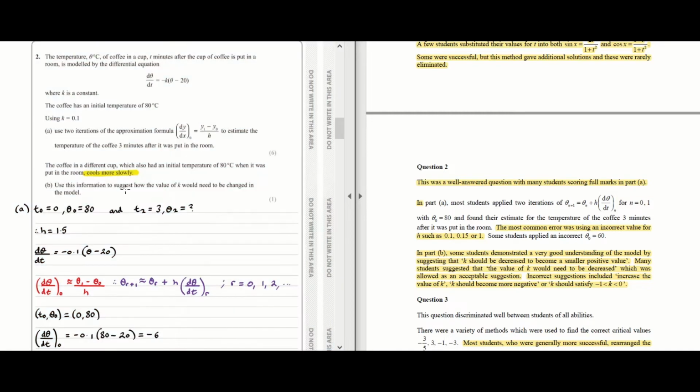For part B, where we had to explain a certain concept, a lot of students demonstrated a very good understanding of the model by suggesting that k should be decreased to become a smaller positive value. Many students suggested that the value of k would need to be decreased, which was allowed as an acceptable suggestion. Incorrect suggestions included increase the value of k, k should become more negative, or k should satisfy being in between -1 and 0.